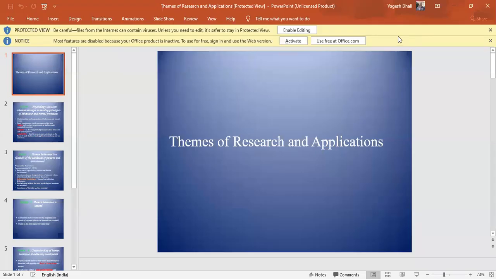Good morning, everyone. Today's topic is themes of research and application from your book, Psychology, NCERT, Class 11.